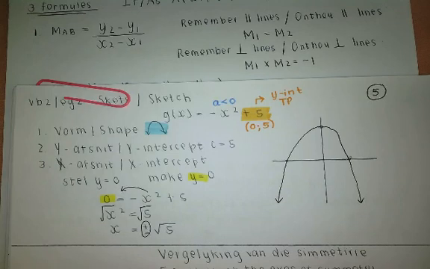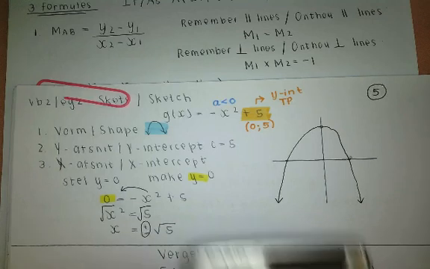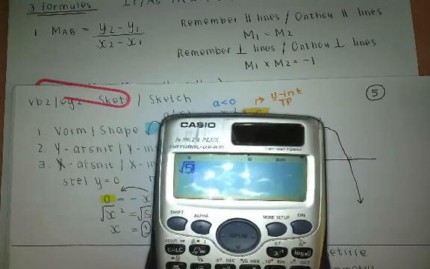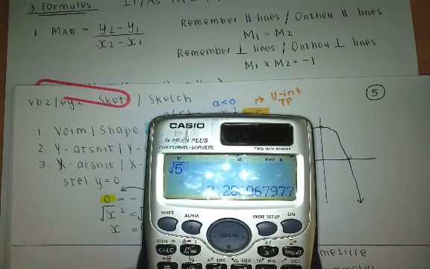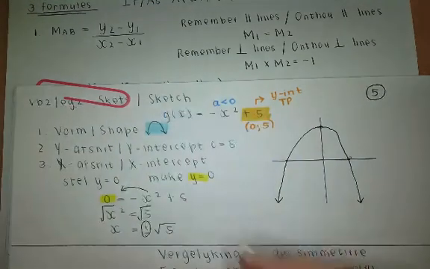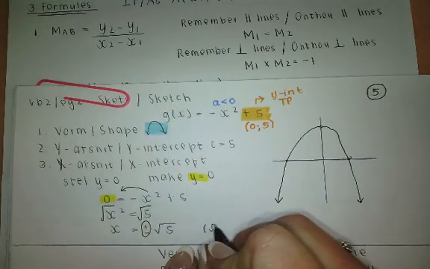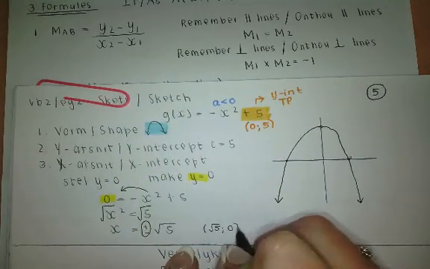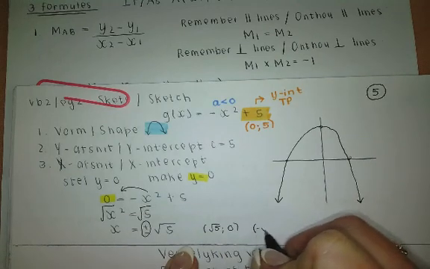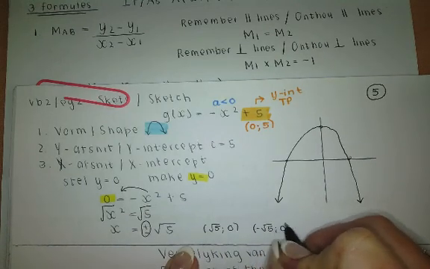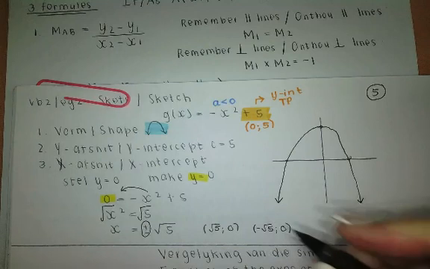Okay, but now you're going to say to me, ma'am, how in the world am I going to know where to plot square root 5 on my x-axis? All you're going to do is put square root 5 into your calculator. We'll push S to D, and it's going to give us approximately 2.24. Approximately. Are you with me? Okay, so my x-intercepts are positive square root 5 and 0, and negative square root 5 and 0.